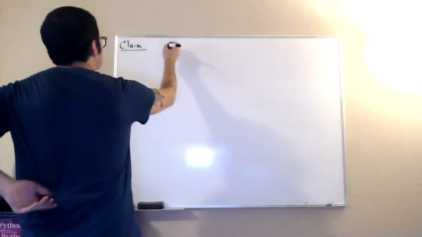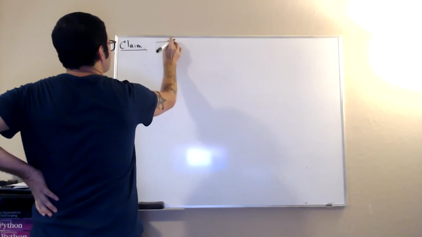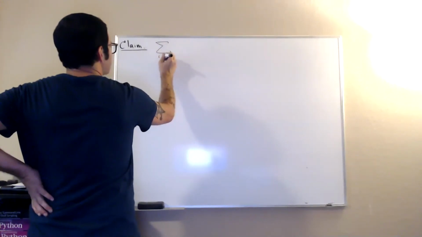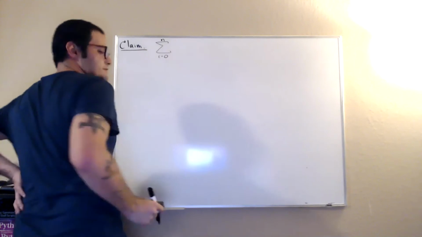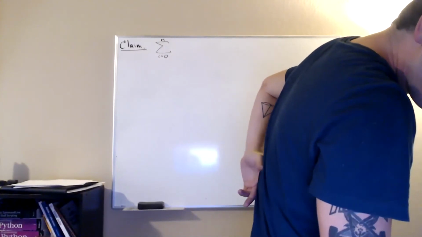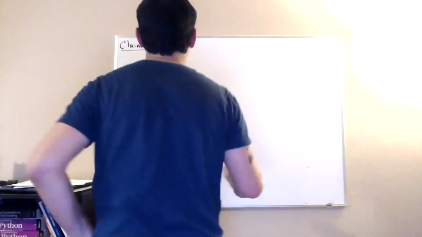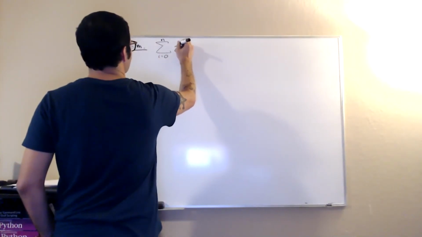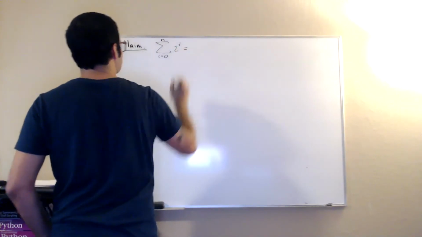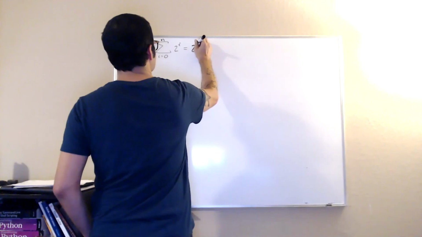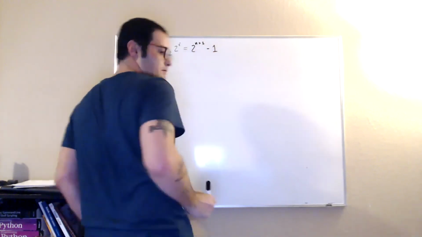Okay, so the claim is that the sum from i equals 0 to n, so notice now we're starting at 0, of 2 to the power i is equal to 2 to the power n plus 1 minus 1.